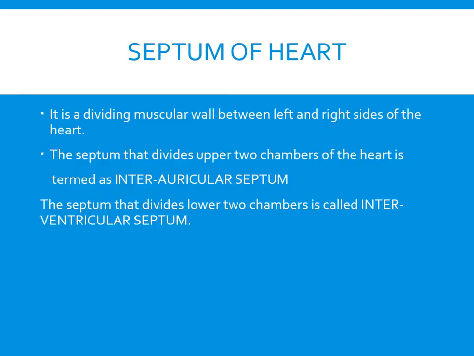Students, now we will learn about the septum of the heart. So what is the septum of the heart? It is a dividing muscular wall between the left and right sides of the heart. The septum that divides the upper two chambers of the heart is termed the interauricular septum, as it is located between the walls of the auricles. The septum that divides the lower two chambers is called the interventricular septum.